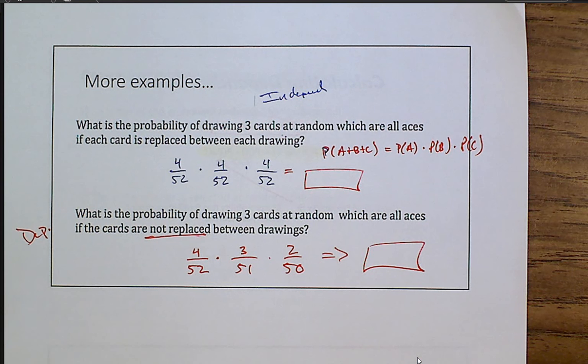Sometimes it can be a little confusing, but hopefully you're understanding the difference between independent and dependent events and how to calculate their probability.